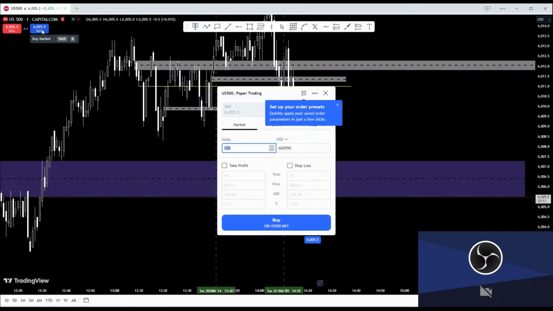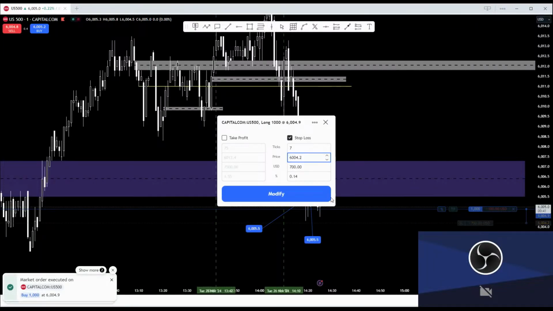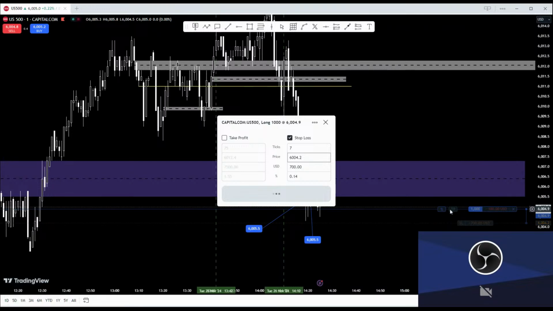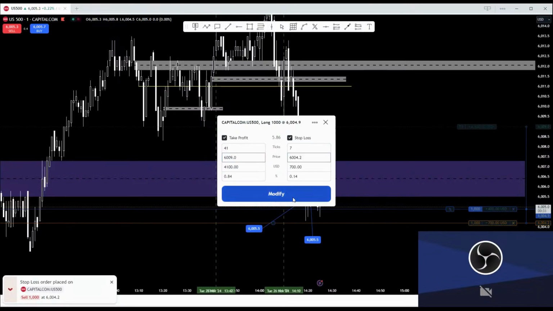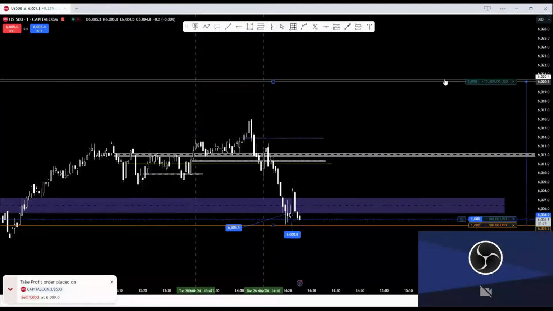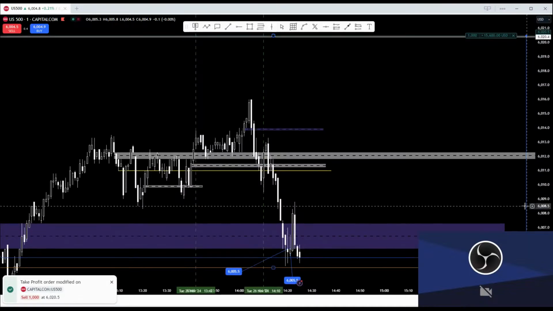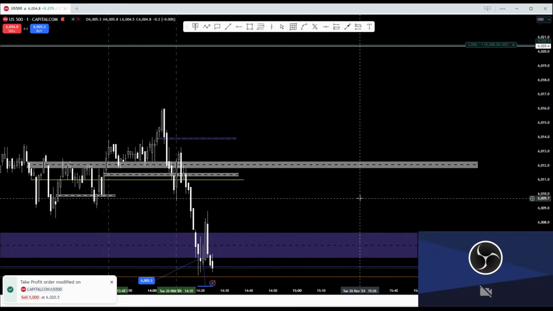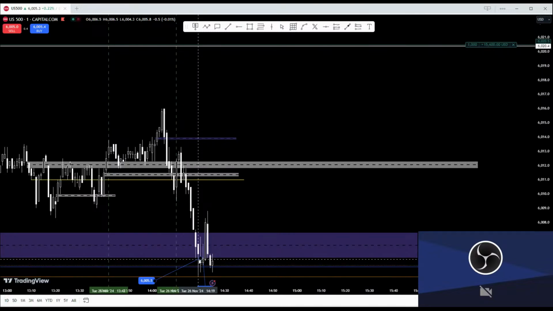Wait, watch this spell. Watch this ultimate play. Trade of the year on demo, obviously, just in terms of accuracy. Come on, but also we closed past this down-close candle here. So, like, actually kind of messed up.